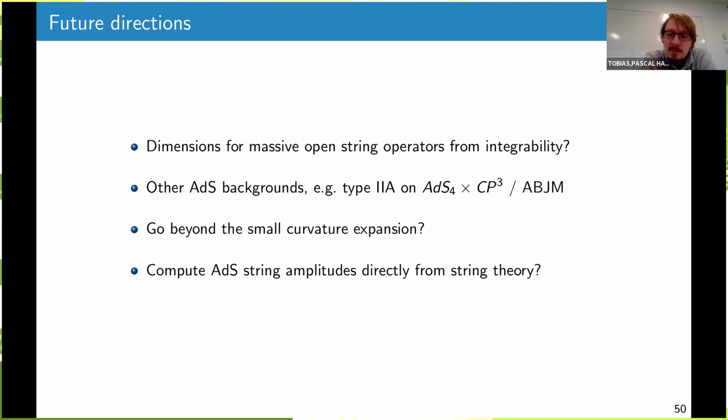And also there are talks that people are trying to compute this from string field theory.